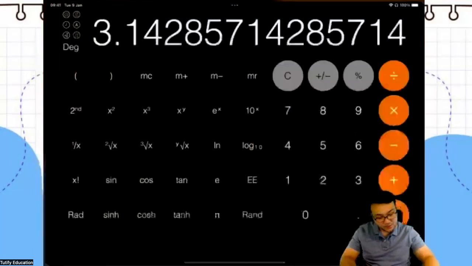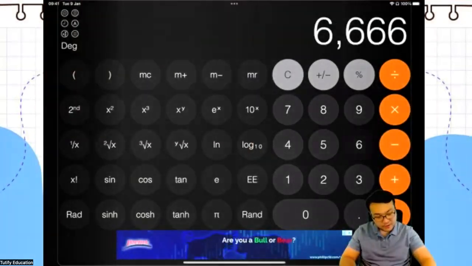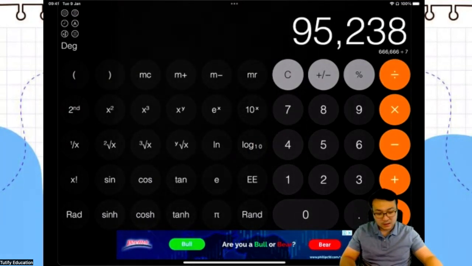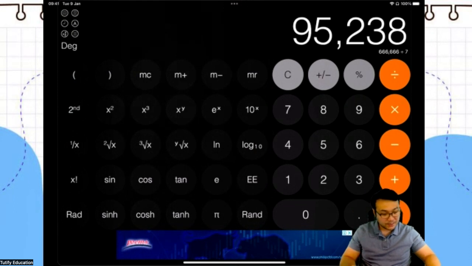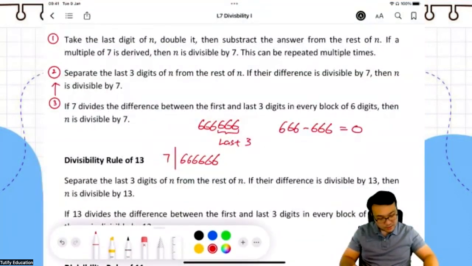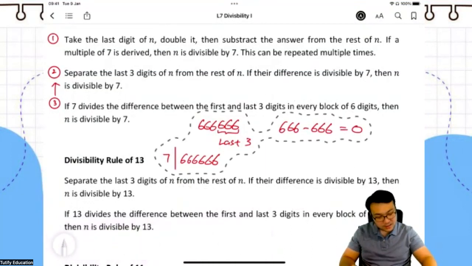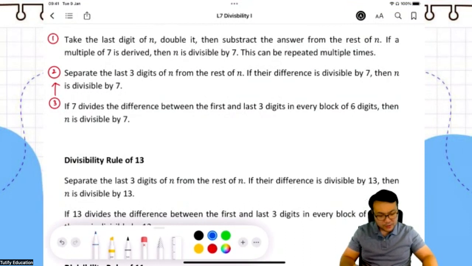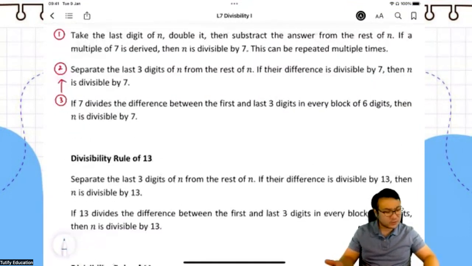Let's take a look here. 666666 divided by 7, and you will not be getting any decimals. You'll be getting a nice whole number. Am I right? Okay, great. So that's what we do. This is the rule. Rule number 3 is essentially part of rule number 2.